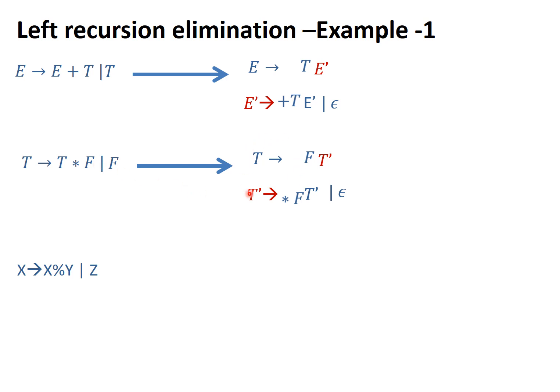So we have seen the first production has a left recursion, and the second also has a left recursion, and you have eliminated them. Now you can understand how to remove the left recursion for the third grammar. Here also there is a left recursion, since the left and right hand sides start with the same non-terminal symbol. Then X gives Z X dash, where beta is Z, and X dash gives percentage Y X dash or epsilon.